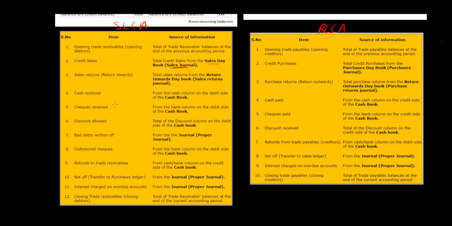Sales return journal. Cash received, cash book. Bad debts don't belong to anything else, so they'll be general journal, also known as journal. In your book, it's written general journal, and in real life you can call them event journal. Dishonored checks, cash book. So it's extremely simple. Set off doesn't have any link with anything else, journal. Interest charge, journal. These entries I will explain while doing the question. So go ahead and try to read these, and then read your book also. Okay, I hope it was clear and understandable.